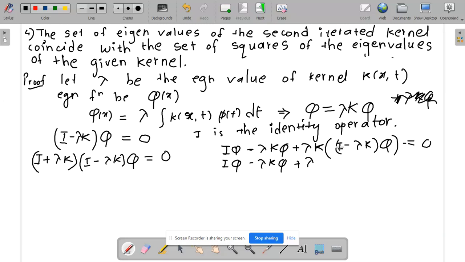lambda k I of phi, this is I of phi, right? I of phi is what? Phi. So here we will get lambda k phi. And what is this operator? Minus lambda k phi, again operated by this k. So plus into minus minus, it will become lambda square k, k of phi. This is equal to 0.